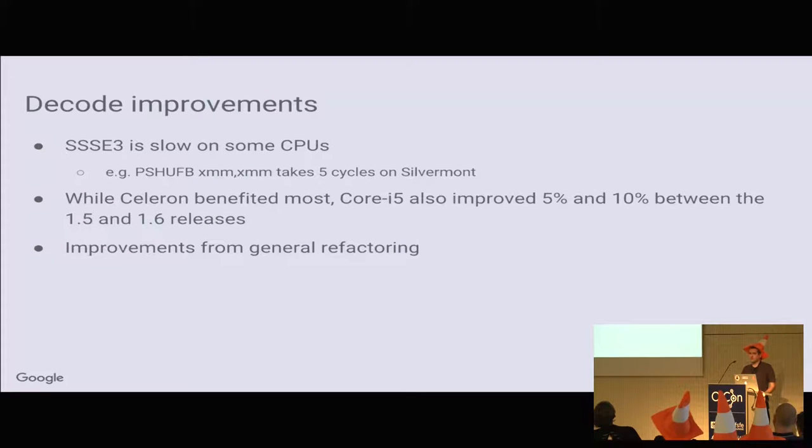So getting a little bit more into the technical side, we've spent a lot of time working on libvpx decode. We've gotten rid of a lot of supplemental SSE3 instructions that are slow on Atom and other low-end Intel chips, like PSHUFB, which on some of them takes 5 cycles. I think it's looking for the answer in Ulysses or something. Celeron-type chips benefited the most, but there have been noticeable improvements on desktop as well. And some of the improvements also come from general refactoring. Like, who would have guessed that if you weren't making a ton of extra copies of stuff, that would make your codec faster?